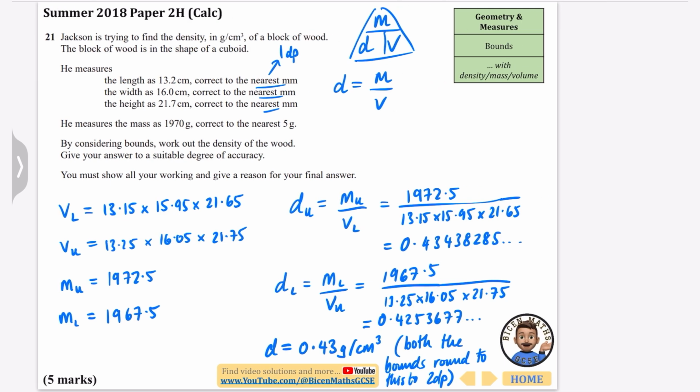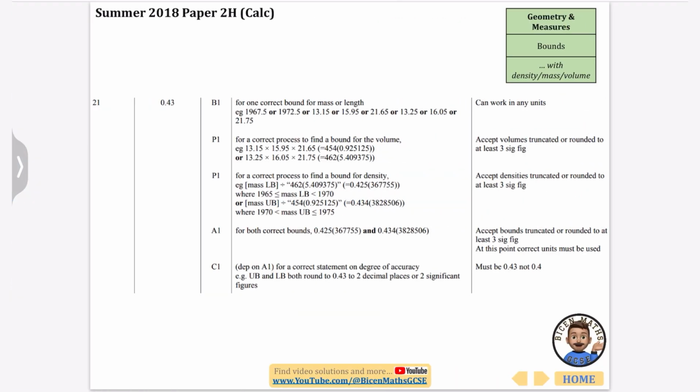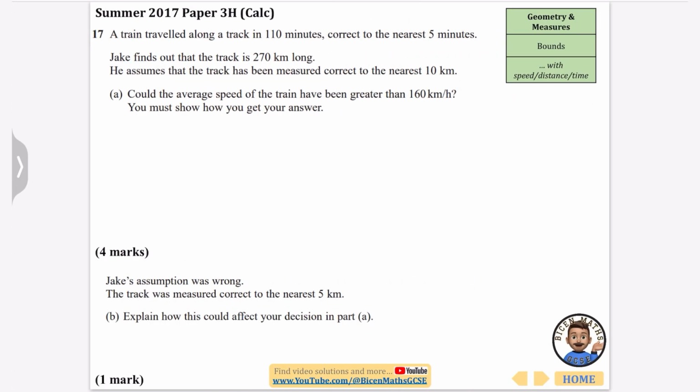This was a huge question, but it was a 5 marker, which is the highest it can be. So we've got that 0.43, and it is to two decimal places. You could have said two significant figures as well. Okay, now we've got them with speed, distance, time. So as soon as I know it's speed, distance, time, we're going to say that we have our distance, speed, time like this.